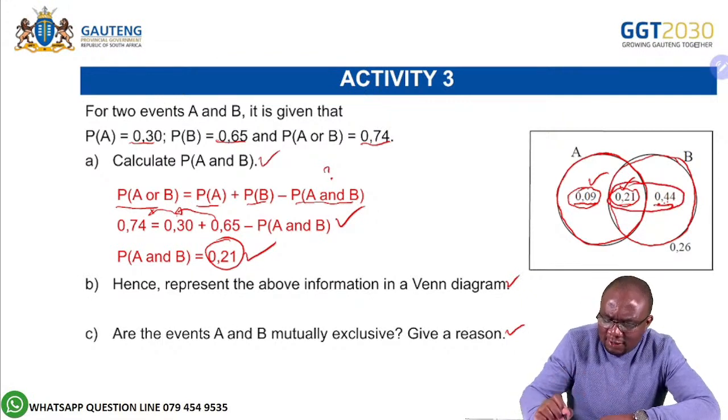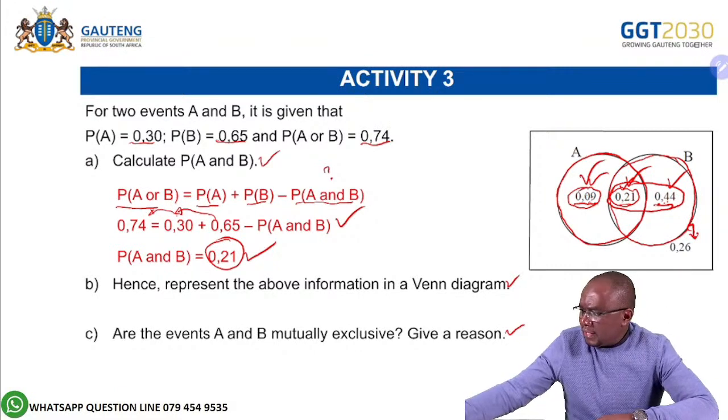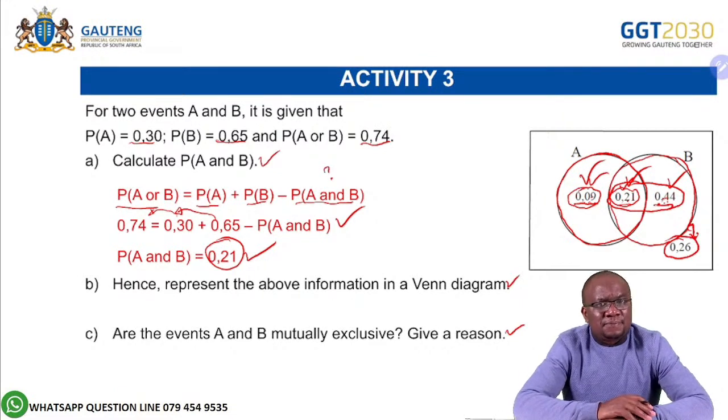Right. Now, if you add this, and this, and this, and this, what must we get? Let's put a question mark here. Let's say we didn't know that. We must get 1. So you add 0.09. Did I bring my calculator? I didn't bring it. 0.09 plus 0.21 plus 0.44. You add those and then get the answer and then subtract from 1. You'll get 0.26, which is outside the two events.